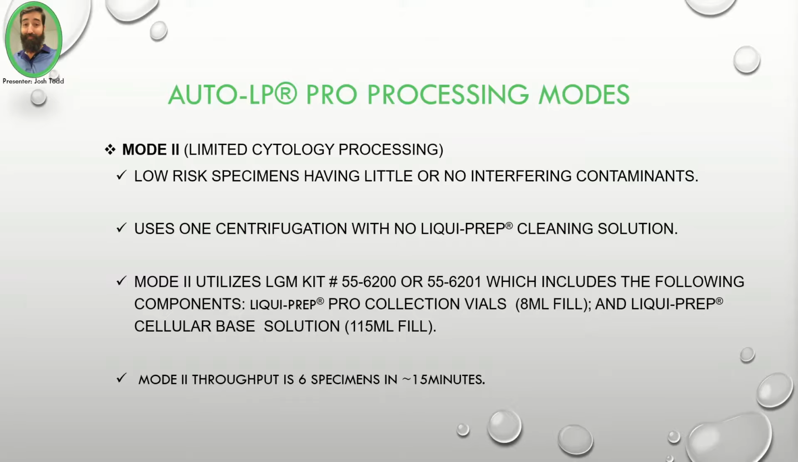Mode 2, Limited Cytology Processing. For low-risk specimens having little or no interfering contaminants, uses 1 centrifugation with no LiquidPrep cleaning solution. Mode 2 utilizes LGM Kit 55-6200 or 55-6201, which includes the following components: LiquidPrep Pro collection vials and LiquidPrep cellular base solution. Mode 2 throughput is 6 specimens in approximately 15 minutes.